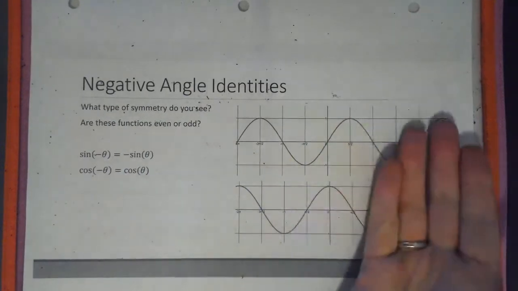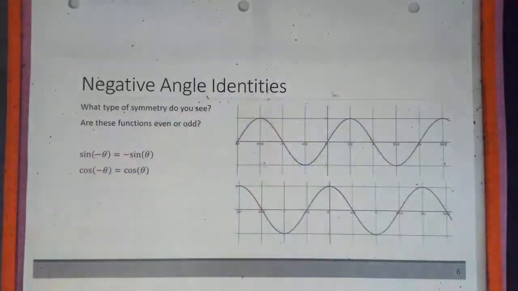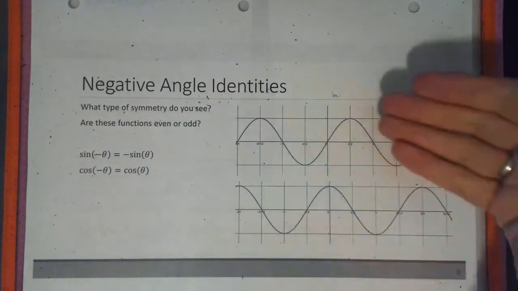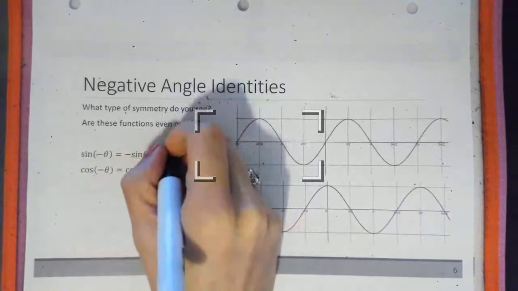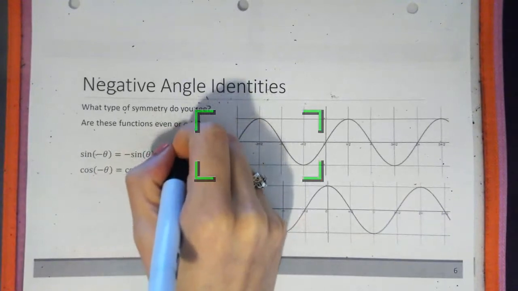Now, this isn't a reflection over the y-axis. It doesn't land on itself that way. It's not a reflection over the x-axis. It doesn't land on itself that way. But if you flip it both ways, if you flip it horizontally, then vertically, or vice versa, then it will land on itself. We also say that this is symmetric through the origin.